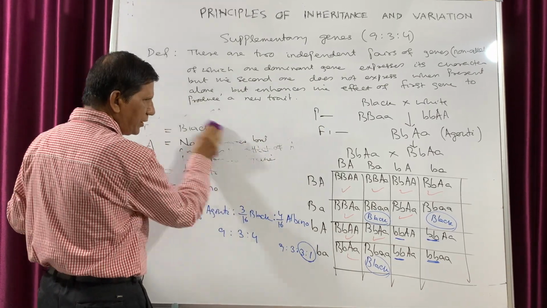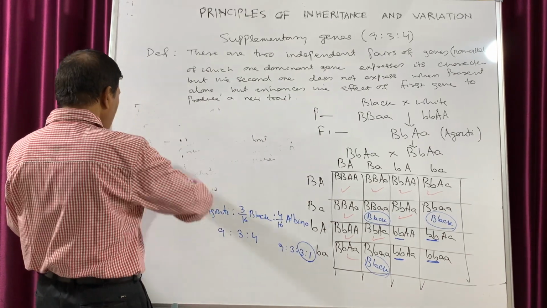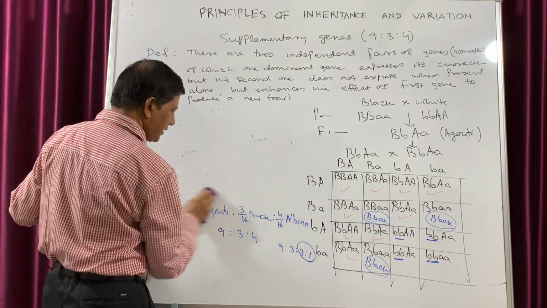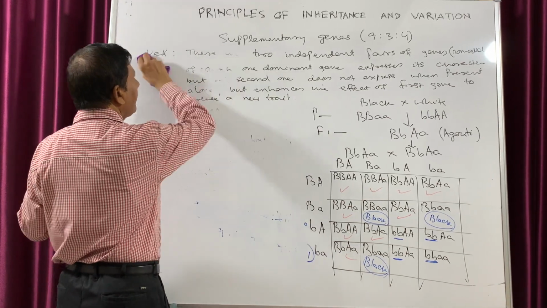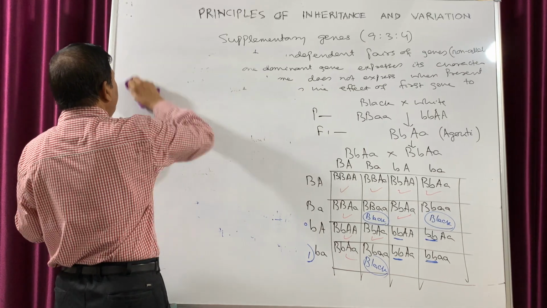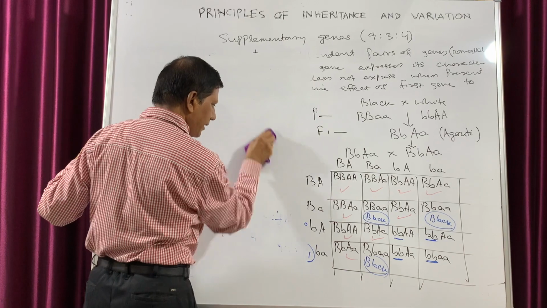The second example is development of grain color in maize, which is regulated by 2 genes. The development of grain color in maize.